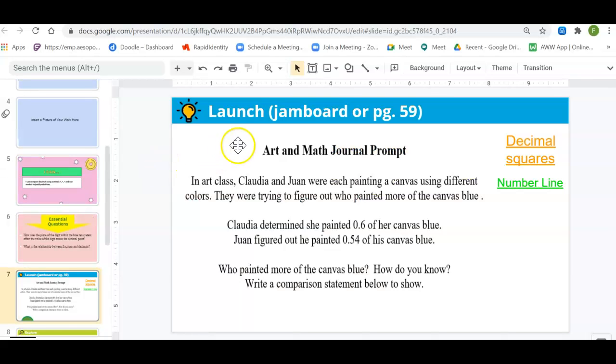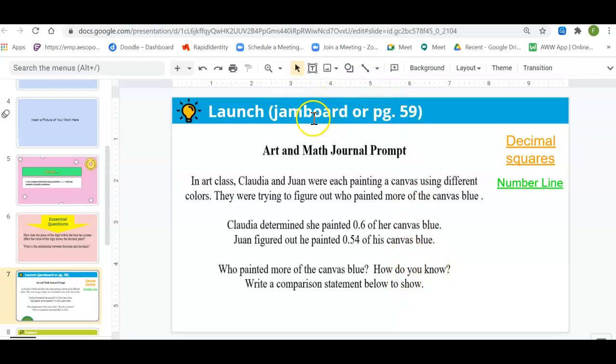Our first activity is going to be on a Jamboard, or you can use page 59 in your binder. It is Art and Math Journal Prompt. In art class, Claudia and Juan were each painting a canvas using different colors. They were trying to figure out who painted more of the canvas blue. Claudia determined she painted 6/10 of her canvas blue. Juan figured out he painted 54/100 of his canvas blue. Who painted more of the canvas blue? How do you know? You're going to write a comparison statement to show your work.